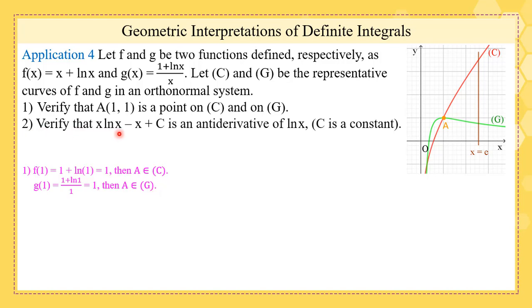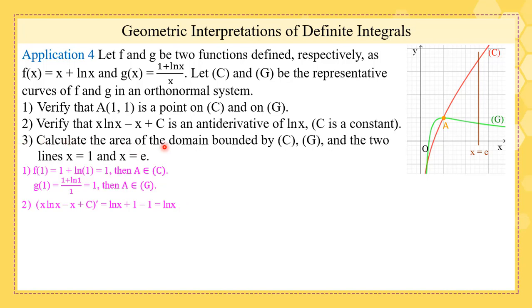2. Verify that x ln x minus x plus c is an antiderivative of ln x, where c is a constant. Pause the video, then solve. Solution: we differentiate the function x ln x minus x plus constant. We get ln x, then x ln x minus x plus c is an antiderivative of ln x.